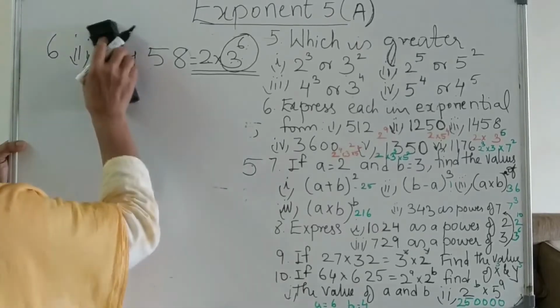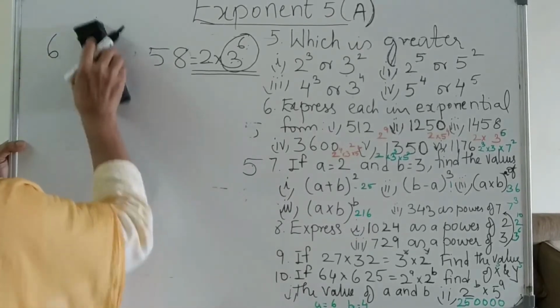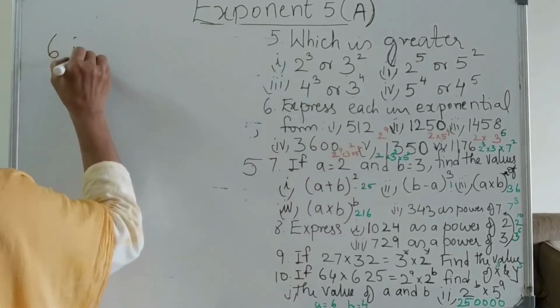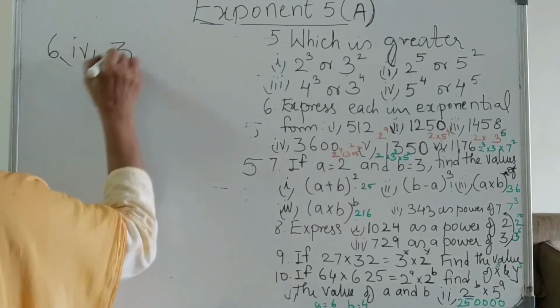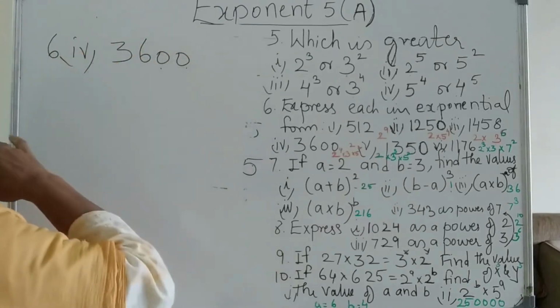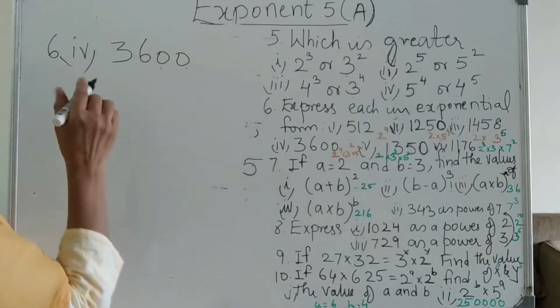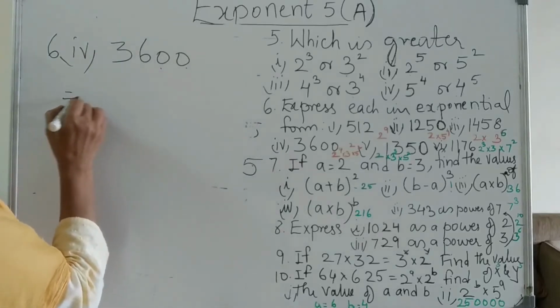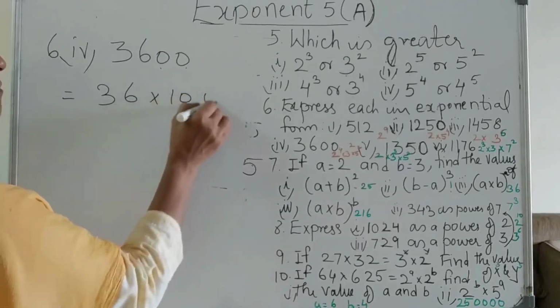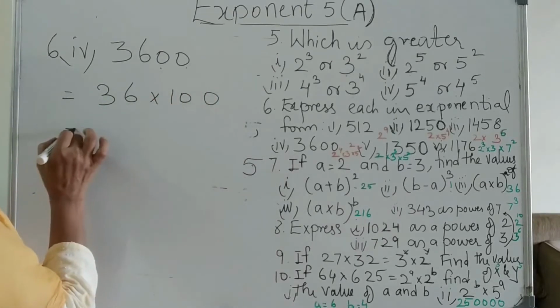Now the fourth sum is 3600. Again, when there is 0, then the horizontal method becomes easy because you know it is 36 into 100. Factorizing this is easy.